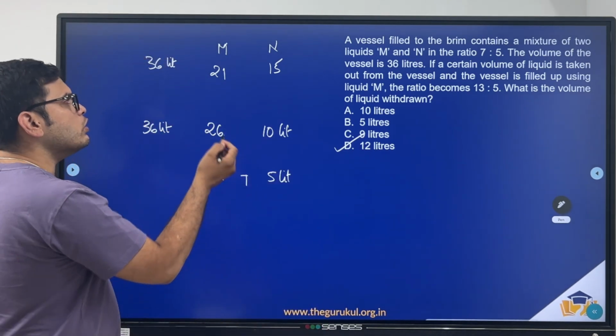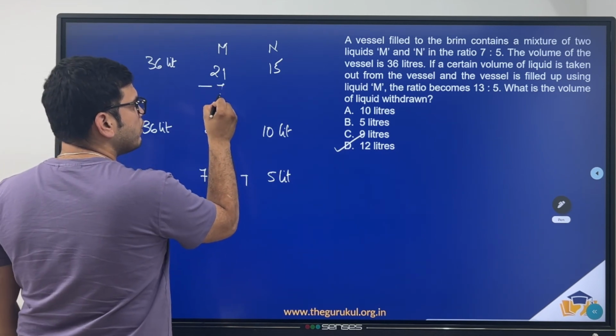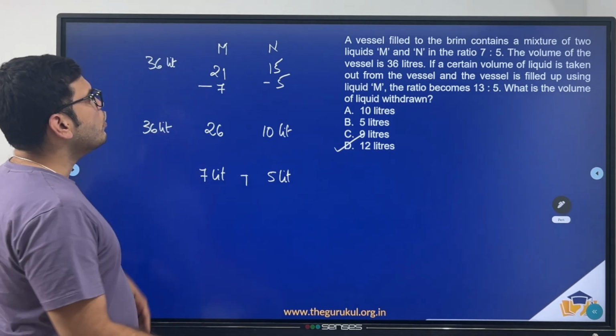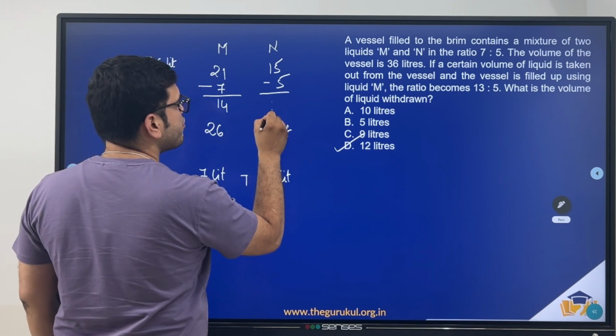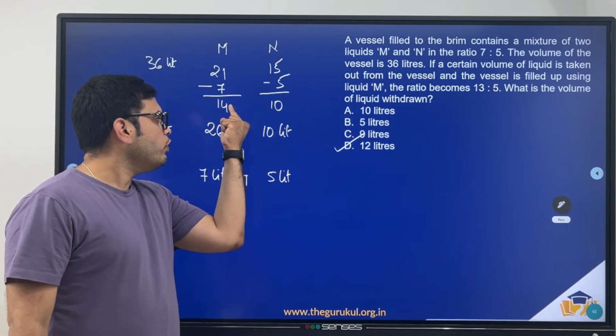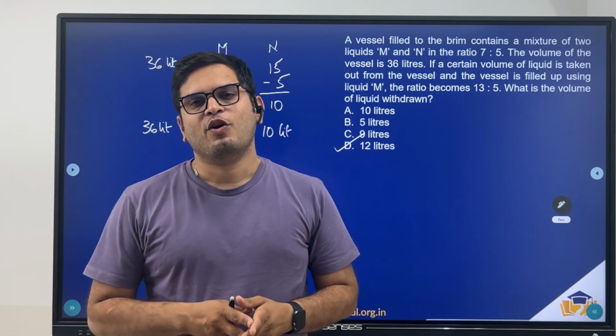So let's cross check also. Now, if I remove 12 liters, right? So out of the 12 liters, 7 liters will be M and 5 liters will be N. So 21 minus 7, 14, and this is 10. Then what happened? 12 liters of liquid M was added. So 14 plus 12, 26. Hence, the answer for this question should be option D.